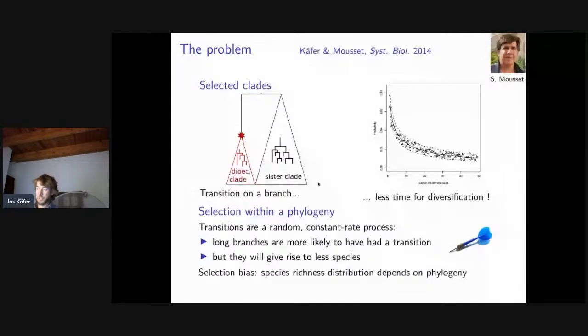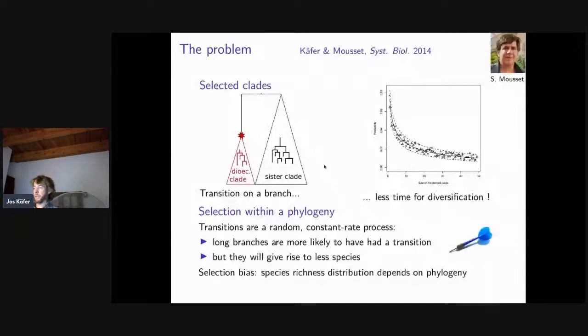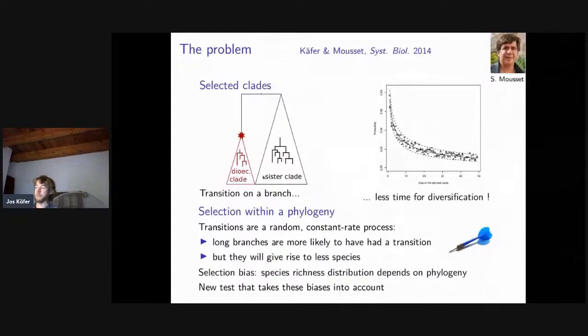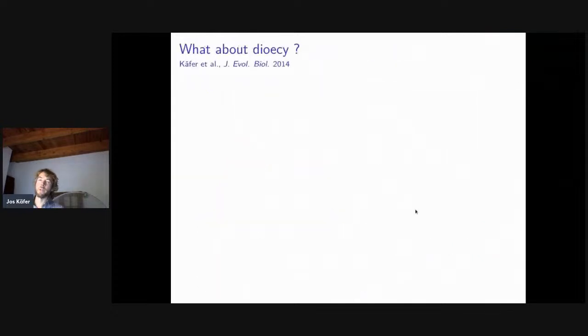So the species richness distribution depends on the phylogeny and the process that produced this phylogeny. So we developed a new test that took these biases into account, based on permutations of the observed dioecious species numbers and the sister clade species numbers. So then we went to dioecy.